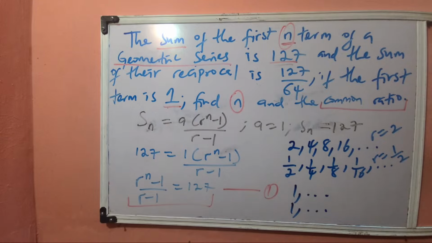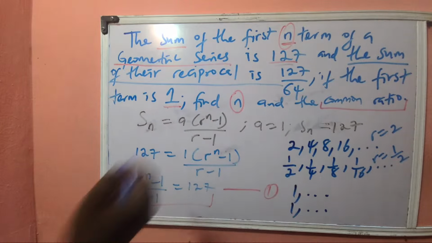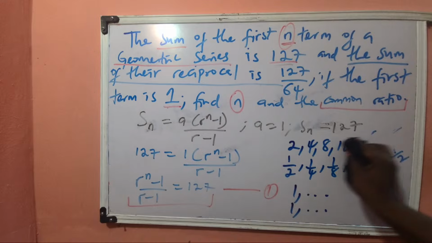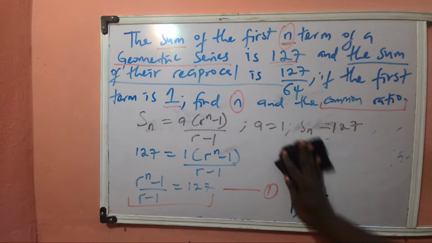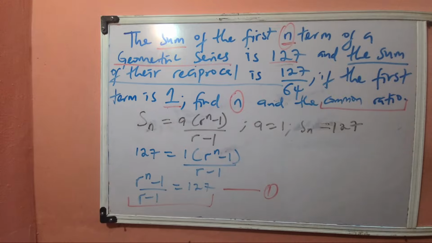You can see these particular features. You need to highlight them, because they'll be very much needed for this next detail, when we're told that the sum of their reciprocal is 127 over 64. Let's use this place to highlight that. We are told that the sum of their reciprocal gave us 127 over 64. So how do we go about that?